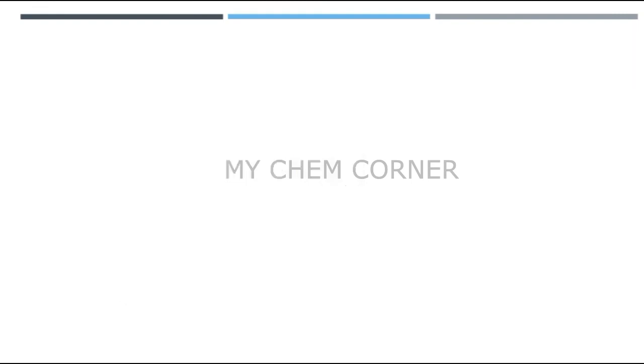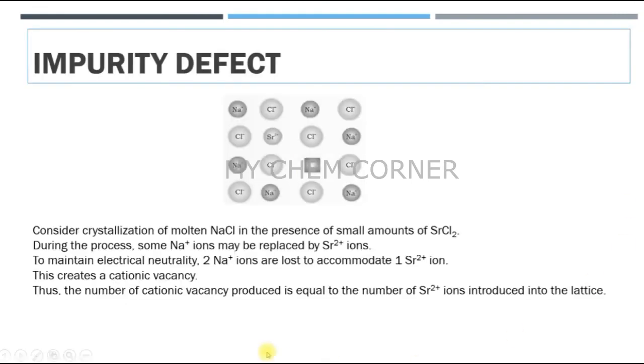So in this case, what is happening? The number of cationic vacancies produced is equal to the number of strontium ions that are introduced. If you have introduced only one Sr2+ ion into the crystal lattice, you will have only one vacancy. If you have introduced two strontium ions, then you will have 2 vacancies. So this is only due to an impurity in the crystal lattice. That is all about impurity defect.